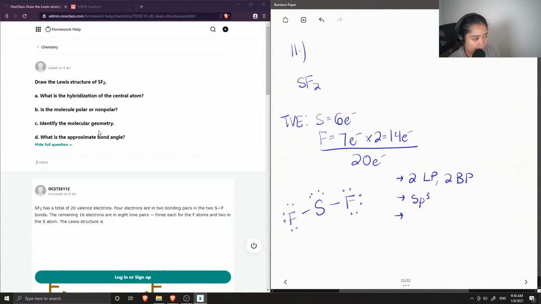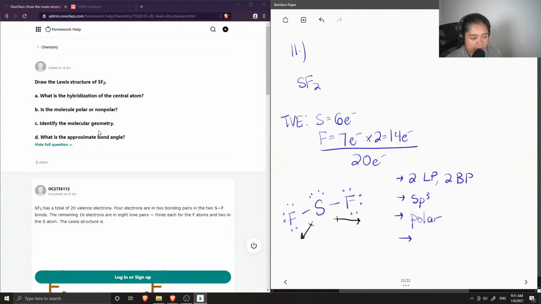Is the molecule polar or nonpolar? So fluorine is more electronegative than sulfur. So there are dipole moments that occur in the direction of the fluorine atoms. And also the fact that it has the 2 lone pairs shows that they don't cancel each other out. So therefore, this molecule is polar.